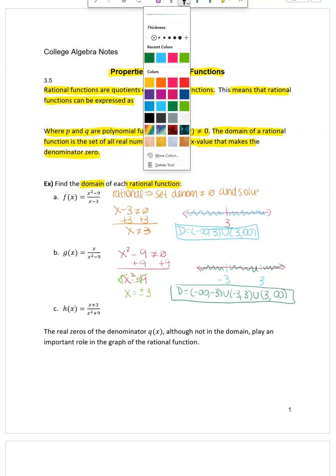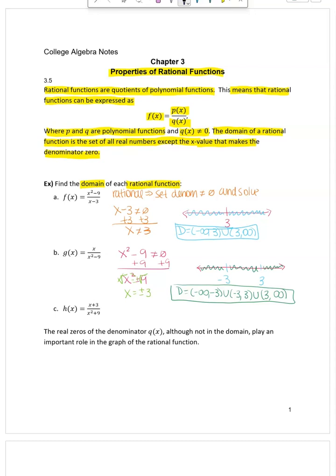Okay, let's do this last one. You're probably thinking, golly, this one looks a lot like the other one. Well, it does, but the previous one was the difference of two squares, and this is the sum of two squares. So we still set the denominator not equal to 0, and then we move the 9 over. So x squared cannot equal negative 9.